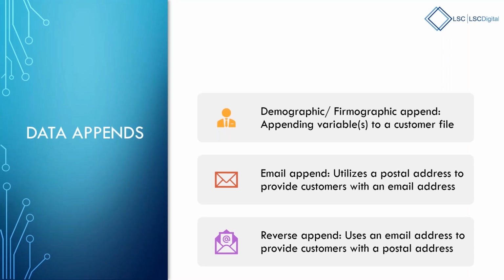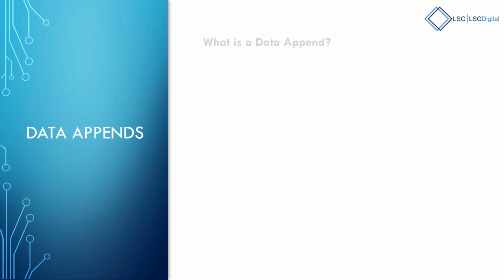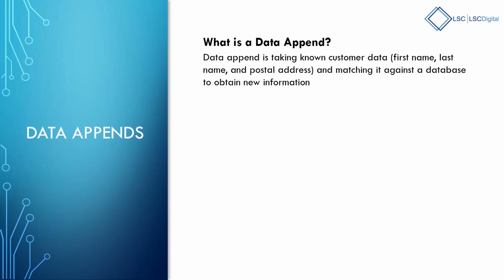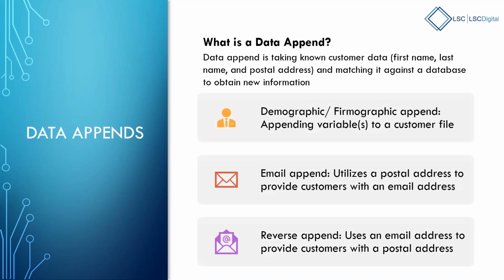So next up is data appends. What exactly is a data append? Data append is taking known customer data, first name, last name, postal address, and matching it against a database to obtain new information. There are several types of data appends.